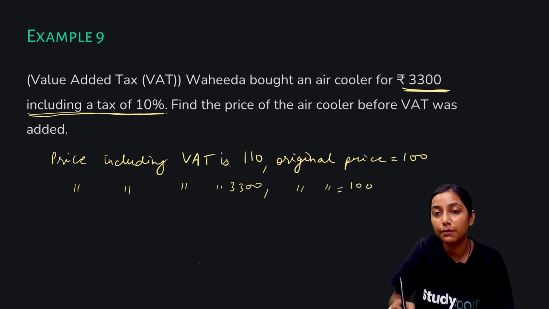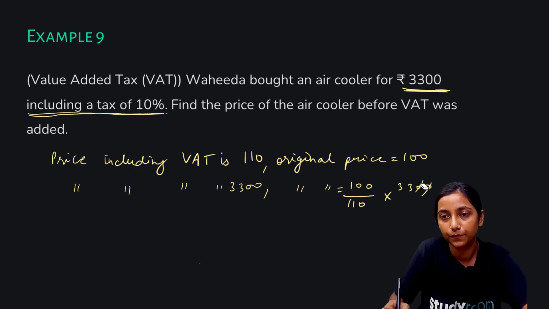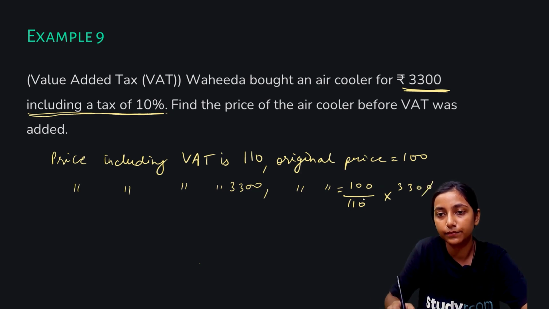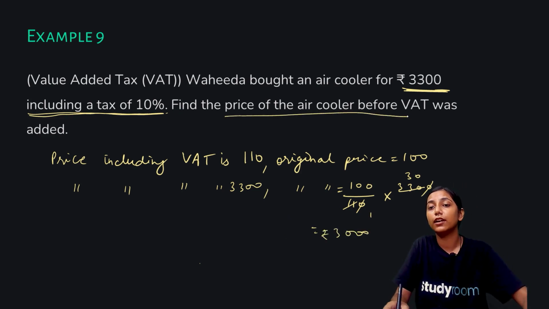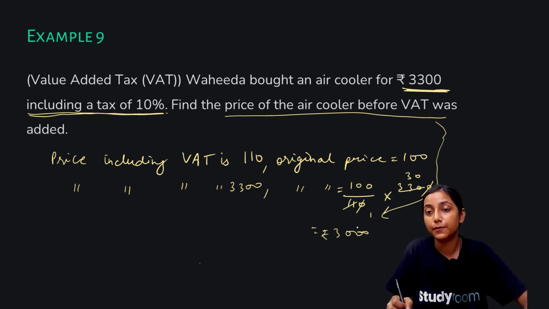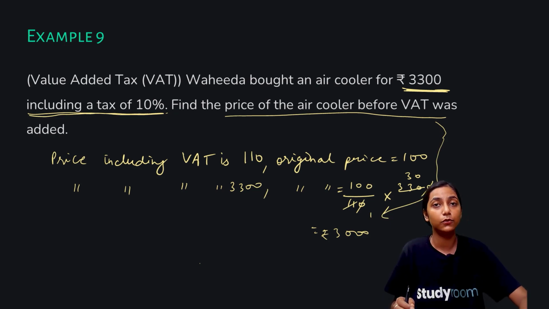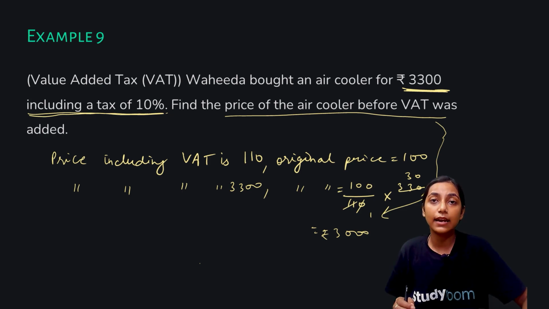Original price will be, using the unitary method, 100 divided by 110 into 3,300. You will get 3,000 rupees. So this is the price of the air cooler before VAT was added. 3,300 was the price that already includes a tax of 10%, that already includes the VAT, value added tax, that was 10%.